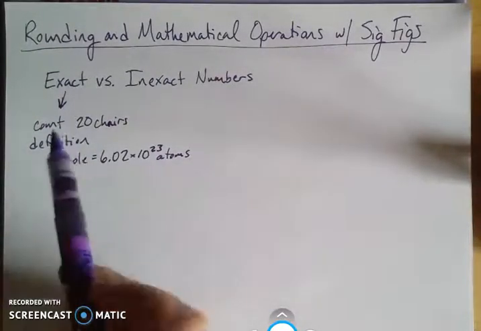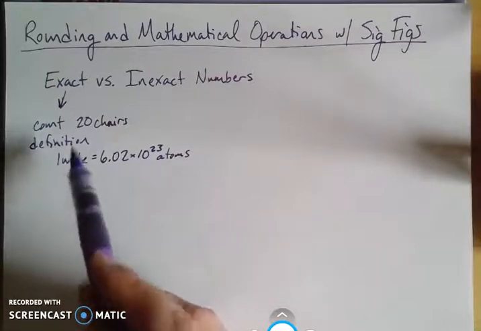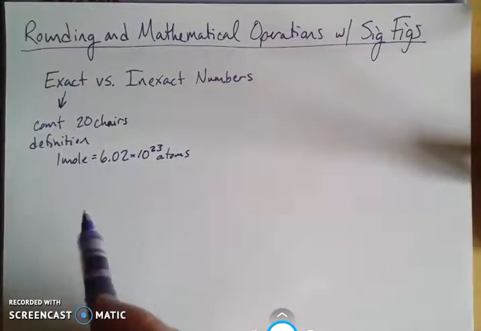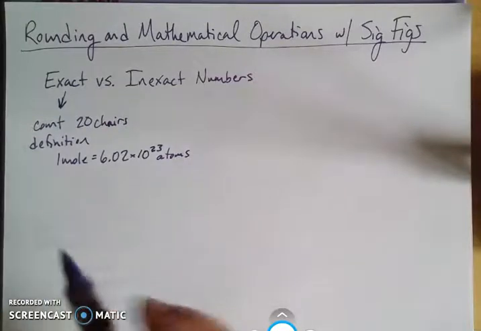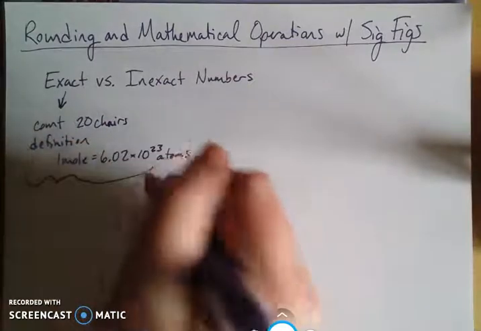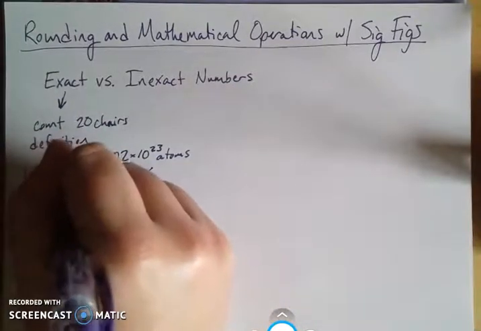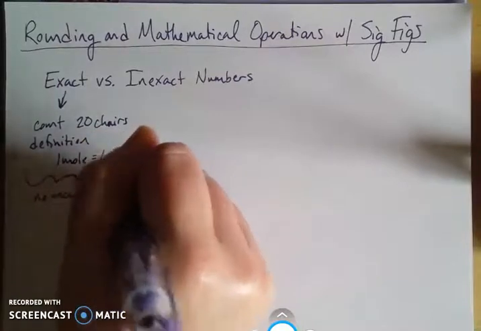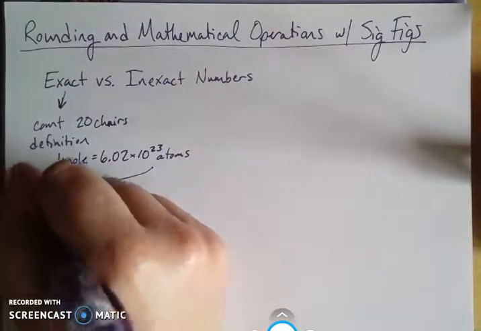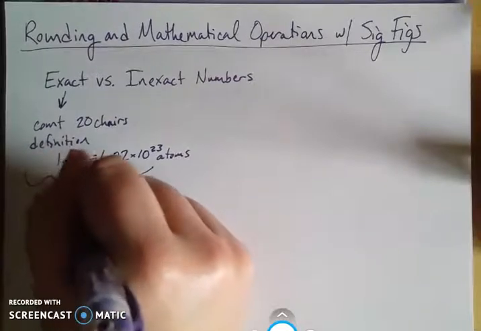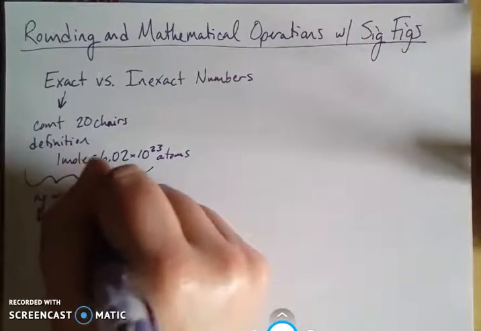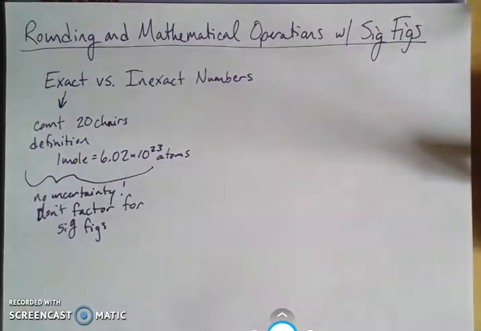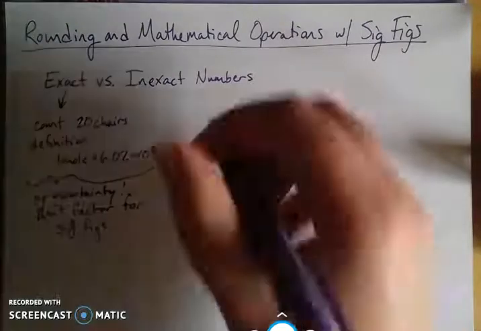Okay, so for our count and for a definition, because these are exact numbers, there's no uncertainty in that, right? So if there's no uncertainty, then we don't have to factor them in when it comes to significant figures. I don't know what happened to my D there, but don't factor it in for the significant figures because there's no uncertainty that's associated with them.